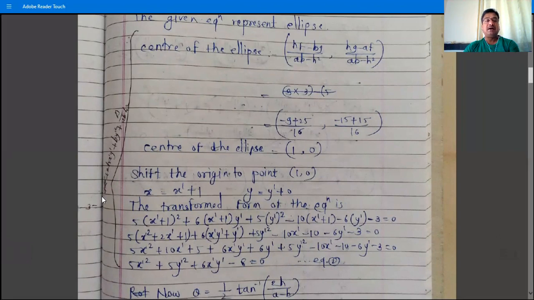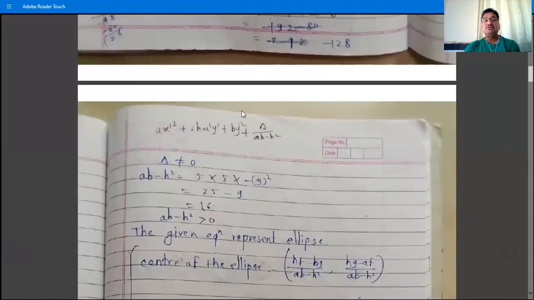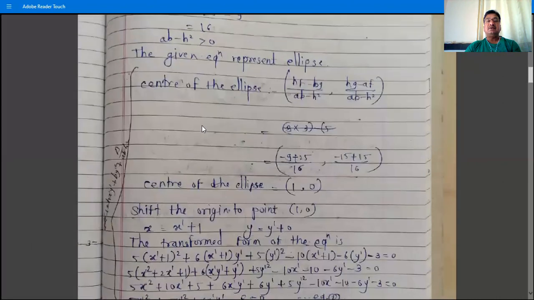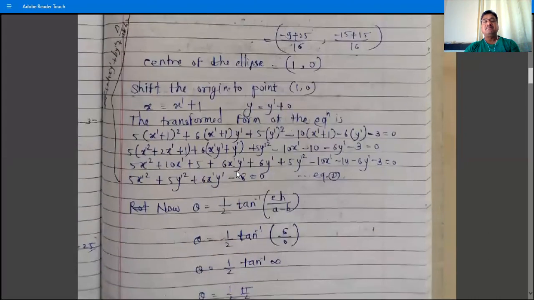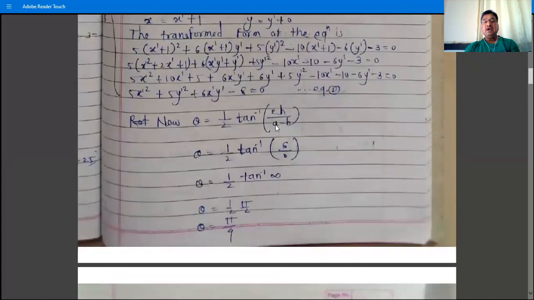by using this formula. What is this formula? a x dash square plus twice h x dash y dash plus b y dash square plus delta divided by ab minus h square is equal to 0. So instead of all this calculation, directly write this formula and substitute the values of a, h, b, delta and ab minus h square. We have this answer directly.